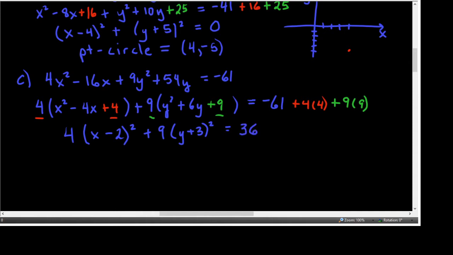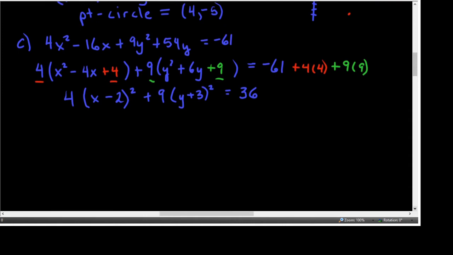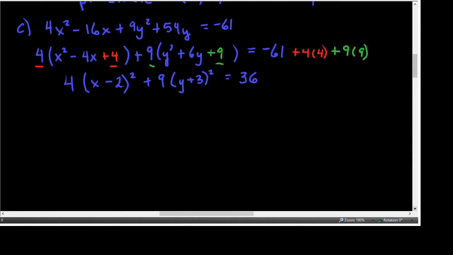So I now need to divide both sides by 36 to get this into standard form for the ellipse. So when I divide both sides by 36, the 4 cancels, leaving 9 in the denominator for x, and 9 and 36 cancel, leaving 4 in the denominator for y.